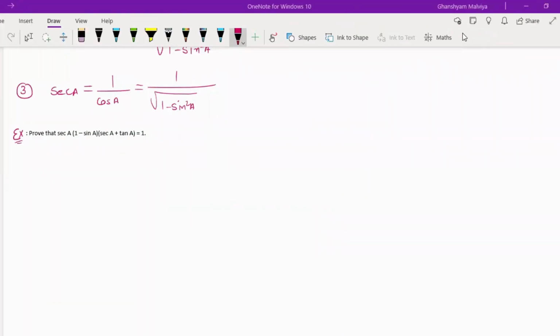We have a question of trigonometry. Using the identities, we have to solve. So we have a question like that. Prove that sec A into bracket 1 minus sin A into sec A plus tan A equal to 1. So your LHS is this one and your RHS is 1.